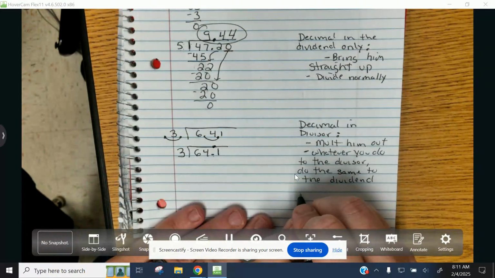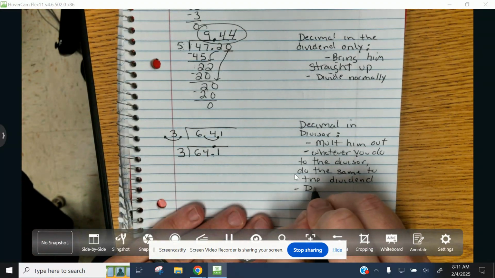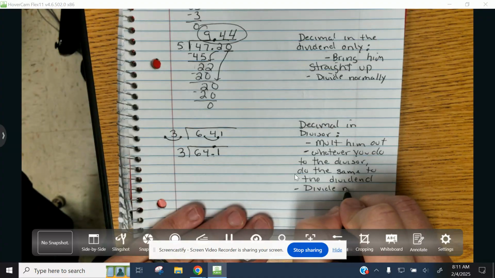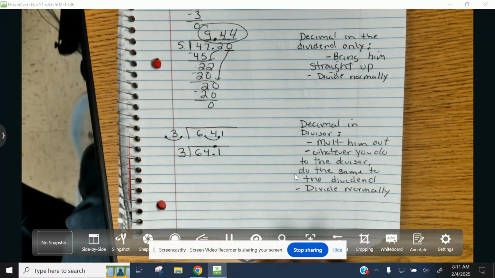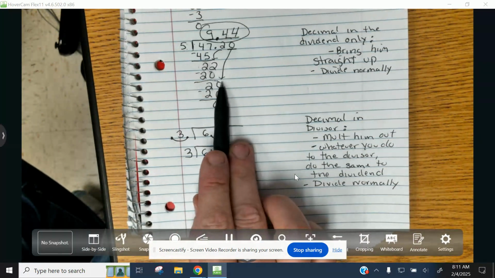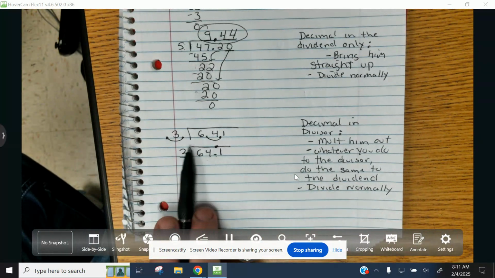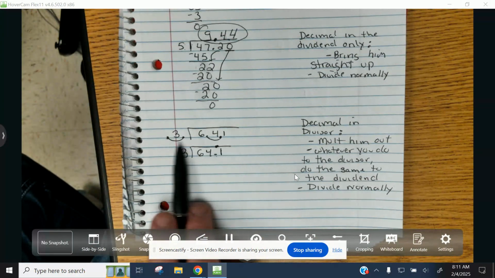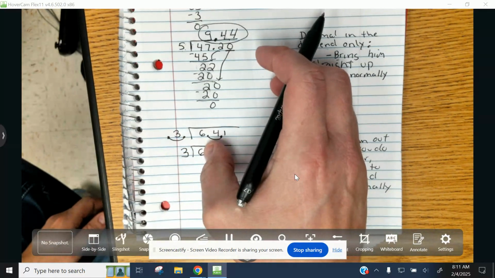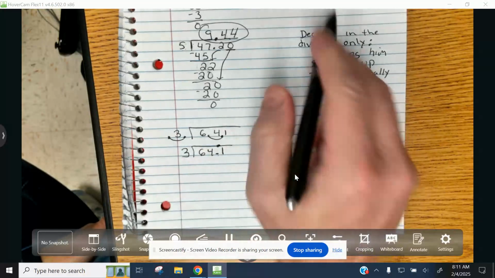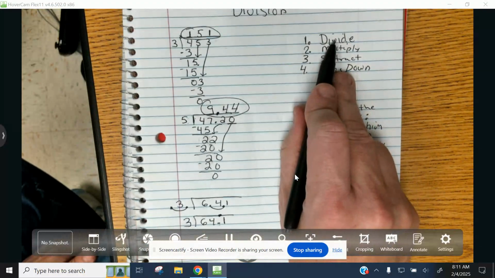Okay? And we'll say divide. The third step is divide normally. Okay? So now I'm going to divide normally as if I have my decimal like I did here. Okay? You want to rewrite the problem. Don't leave these marks in here. Okay? It doesn't take long to rewrite. So now you ask yourself, how many times can 3 go into 6? 2 times. So that's your divide step. Boom. There's your divide step up there.